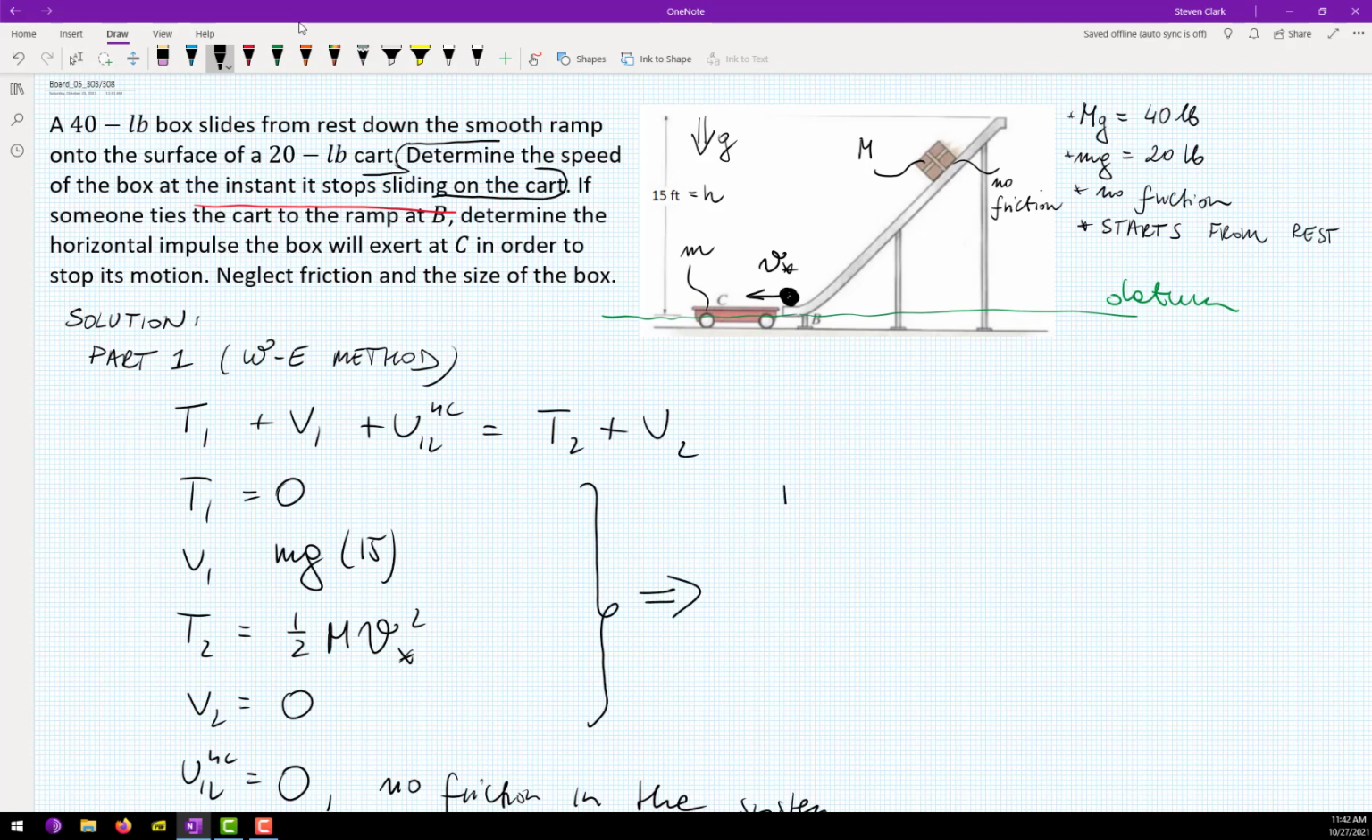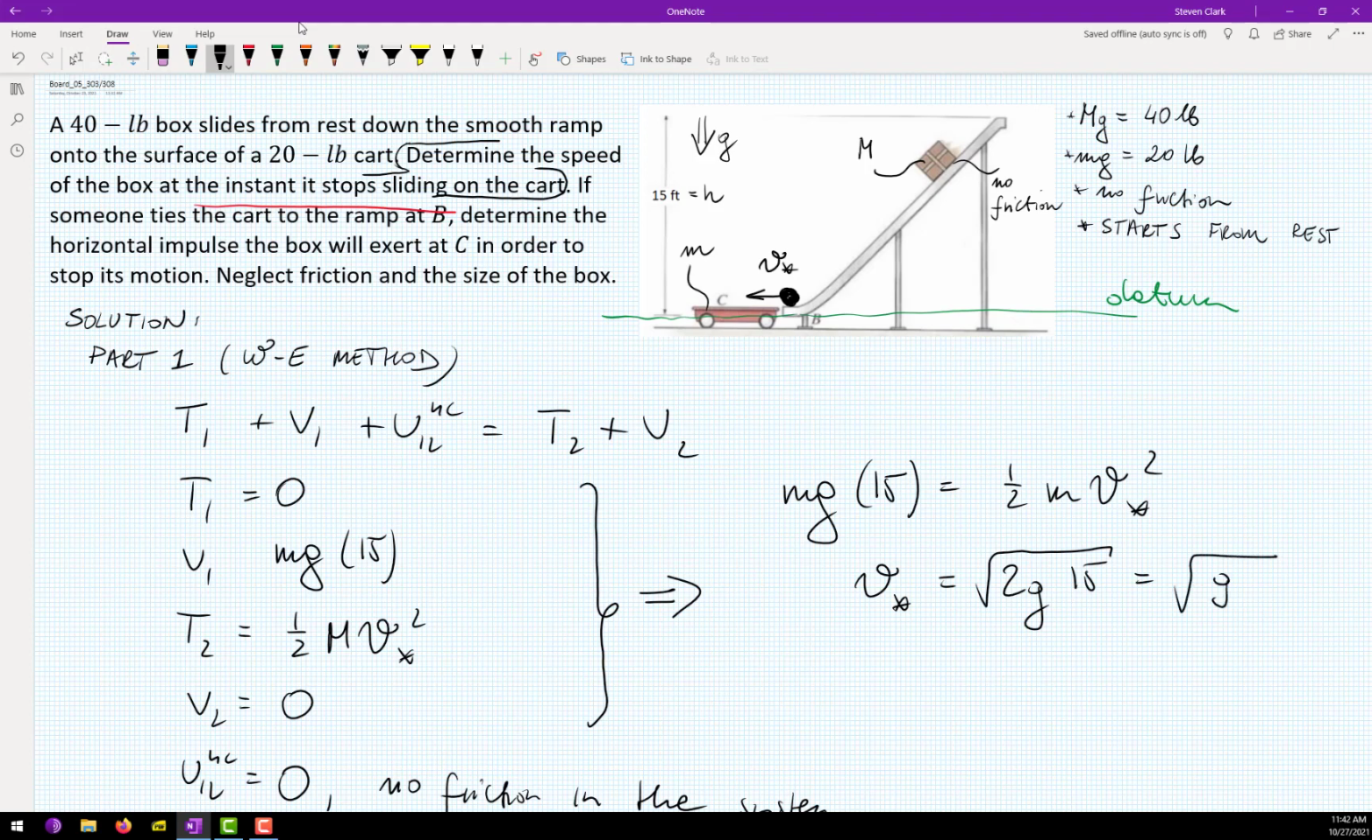We ended up with mg 15 is equal to 1/2 m v star squared. So that means that v star is equal to square root of 2g times 15. Plug in values, you will obtain that this is square root of 966, and v star is approximately 31.0805.